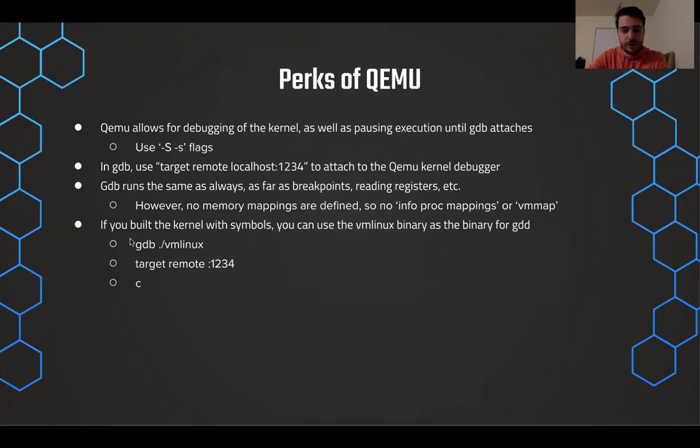So if you have your kernel and you have symbols, you can use the vmlinux binary as the binary for GDB. So you just do gdb ./vmlinux, because that's the one that has all of the actual assembly and everything in it. And then target remote :1234 and then c to continue. If you break, you can actually break at functions in the kernel because you have the symbols of the actual compiled kernel, if you compiled it with symbols. So this vmlinux binary is pretty essential for kernel debugging, but it's definitely possible if you don't have it too.